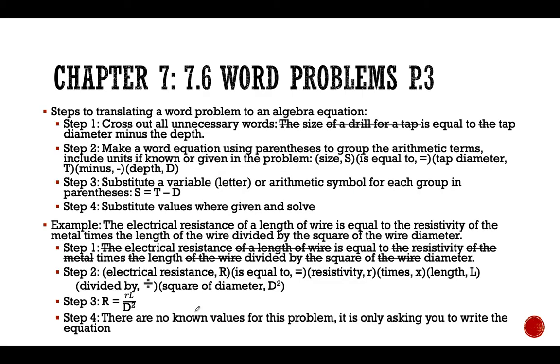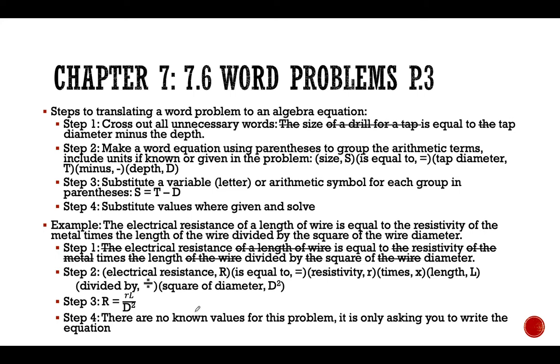Here are some steps to translating a word problem to an algebra equation. The first thing you want to do is cross out all unnecessary words. Take the sentence, the size of a drill for a tap is equal to the tap diameter minus the depth. We're going to cross out the unnecessary words: the, of a drill for a tap, etc.